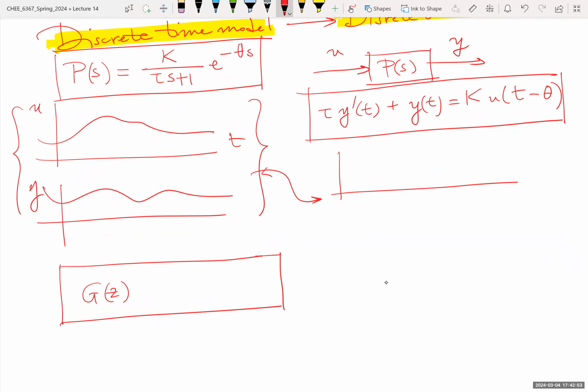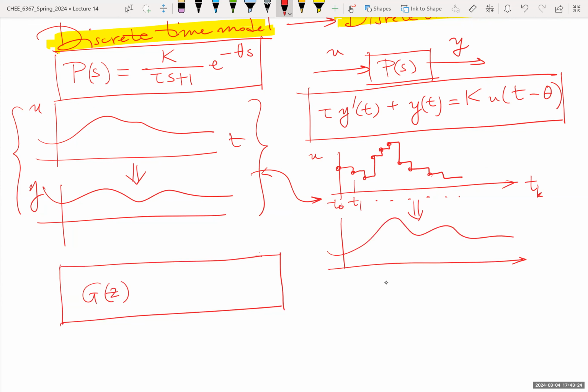It says if you throw an input signal that is this staircase pattern, and I know these values, this is my U, and this is T sub K. So T0, T1, etc. This will give me an output Y that is something like this. And it's going to have these values at these points.